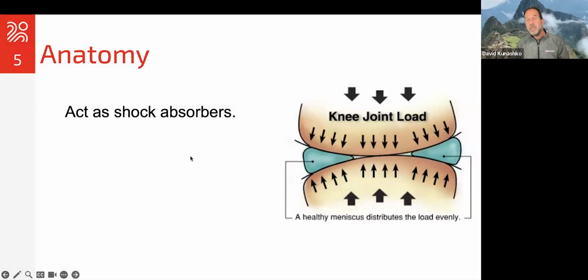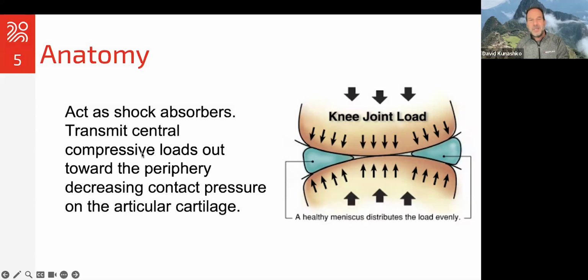Your knee joint load, a lot of that is borne through the meniscal cartilage. They transmit central compressive loads out towards the periphery, which then decreases contact pressure on the articular cartilage. So here's the thing. If you have your meniscal cartilage removed, you increase the contact pressure on the hyaline cartilage. And guess what? You have earlier onset of degenerative changes of the hyaline cartilage, in other words, arthritis.